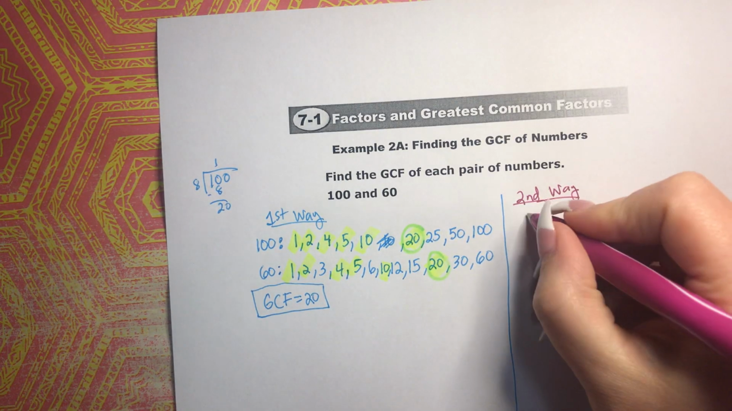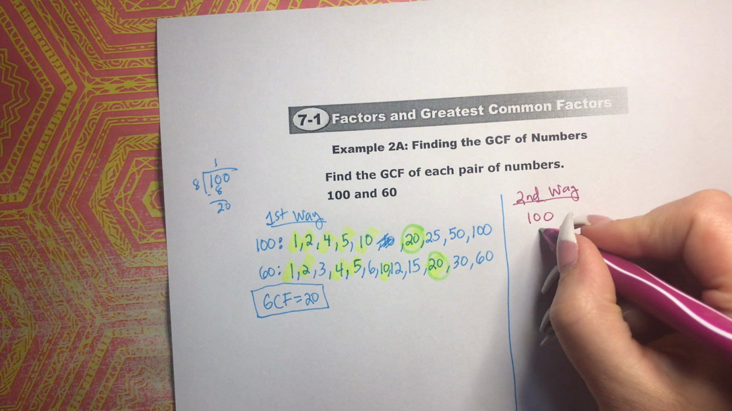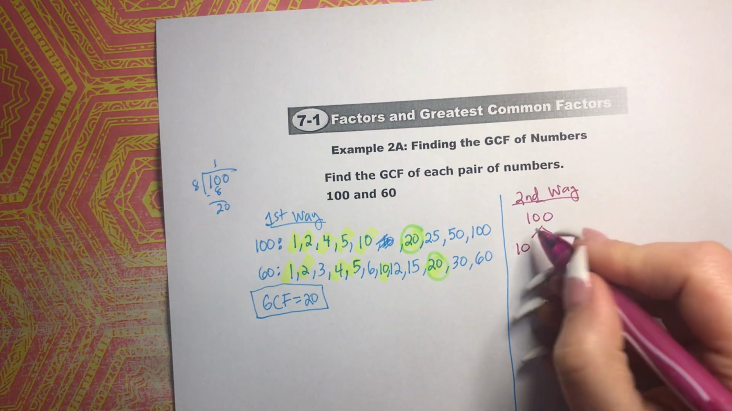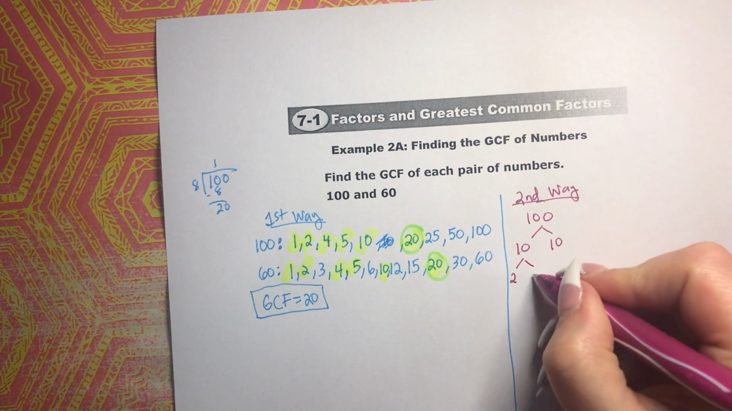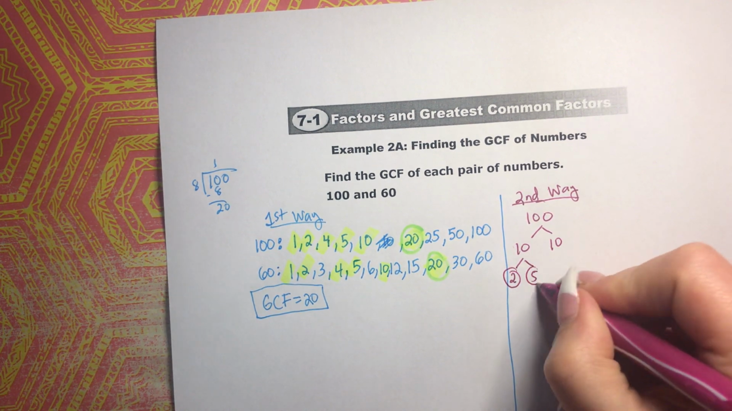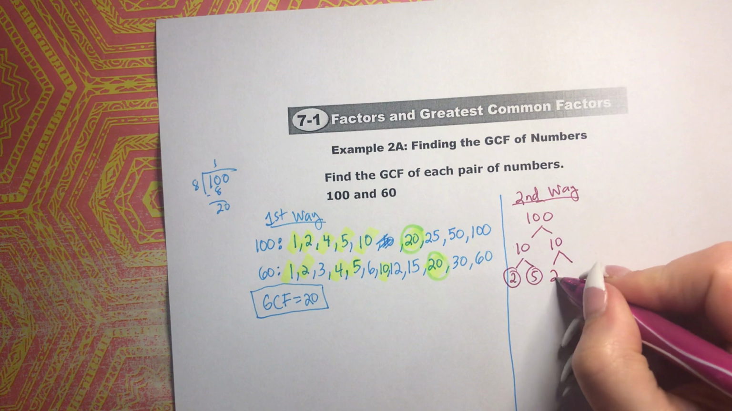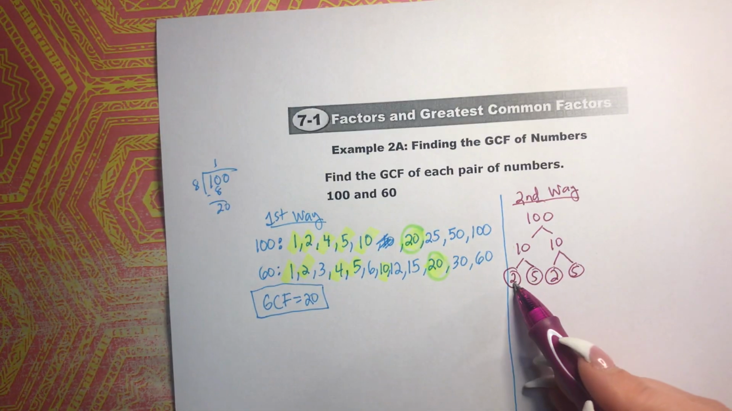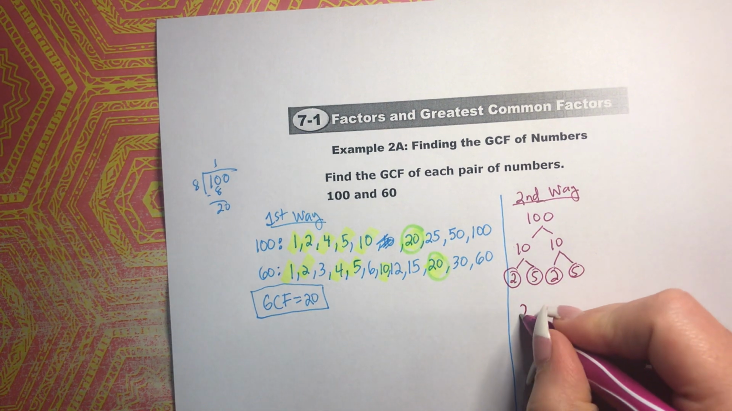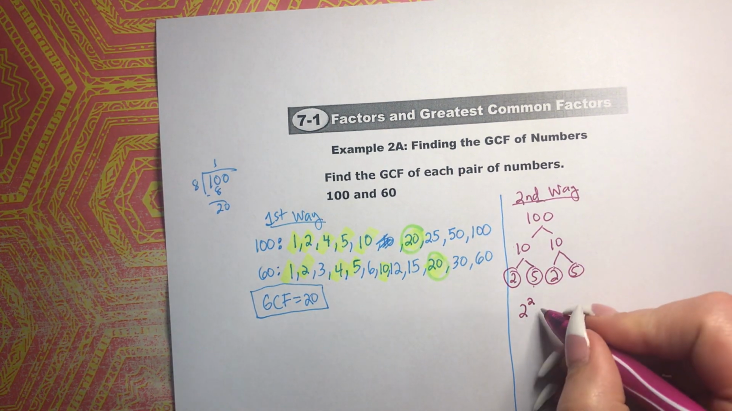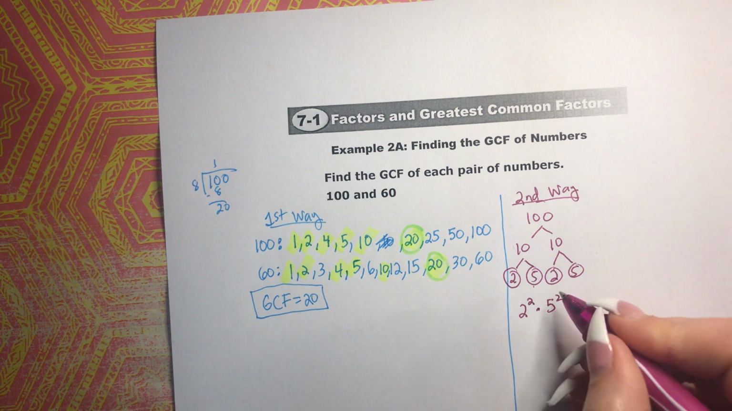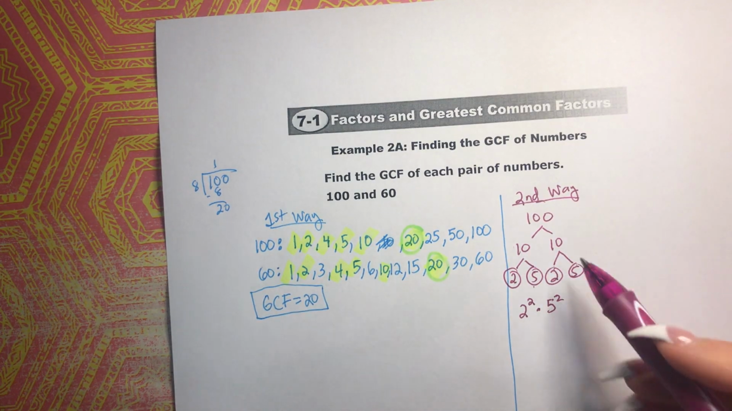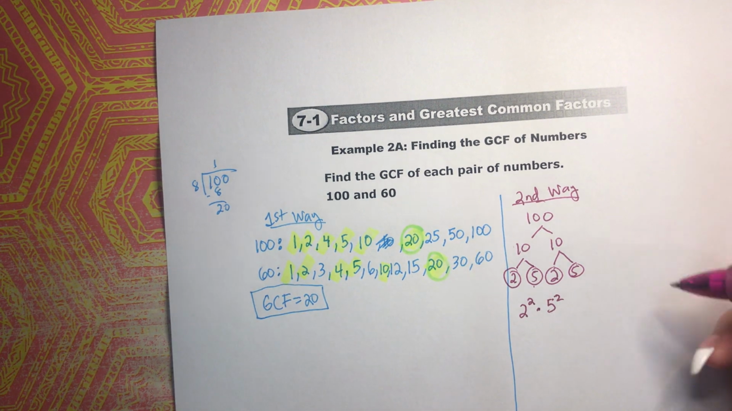So I'm going to break down 100, right? And I'm just going to go 10 times 10. I like to just have it, and then from 10, this is going to be 2 times 5, right? That's prime, and then 10 is going to be 2 times 5. That's prime, that's prime. So the prime factorization of this would be 2 squared times 5 squared, right? Okay, cool. Now, I just feel like that's a lot faster than doing that.